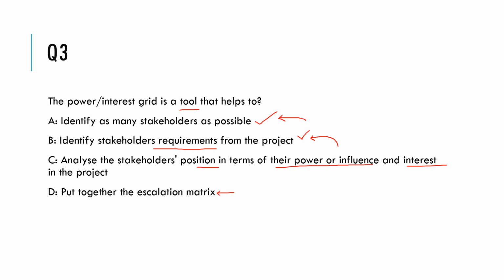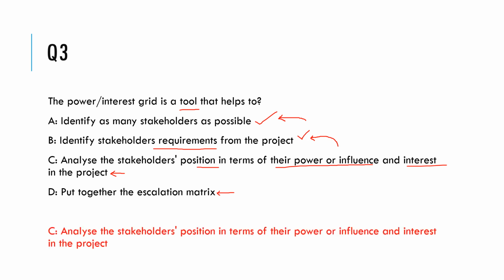So what do you think is the right answer to this question? The right answer to this question is definitely option C because this is what the power and interest grid is all about. You are going to analyze the positions of your stakeholders based on the power or influence that they have and the interest that they have. This is the power and interest grid, right? So obvious answer to this question is option C.